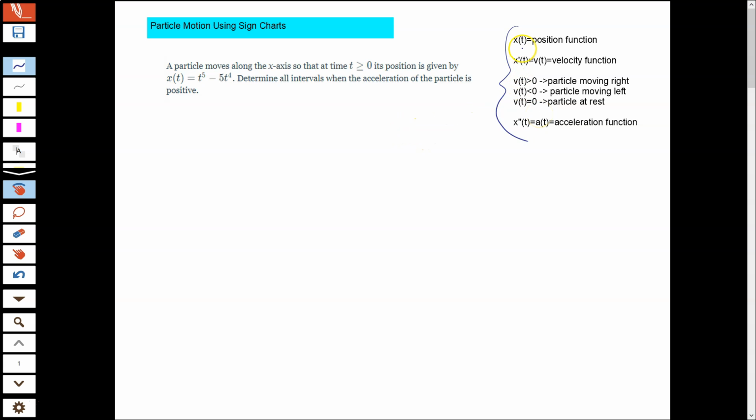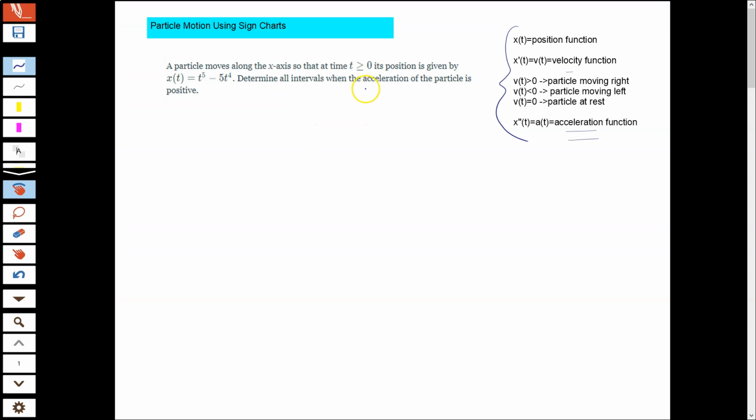Particularly, it's really important to know that the derivative of position is velocity. The derivative of velocity is acceleration. And then these facts: the particle is moving right when velocity is positive, left when velocity is negative, and is at rest when velocity is zero. Those are really important facts to analyze in problems like this. If you think about it too, you can see the connection between our work with sign charts and these problems pretty clearly. Okay, let's jump into the example that we're given here.